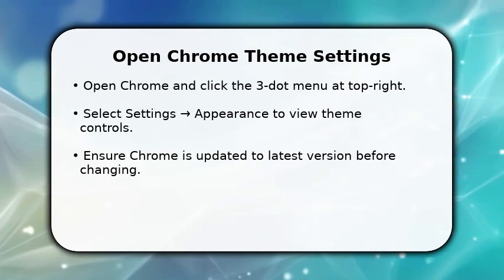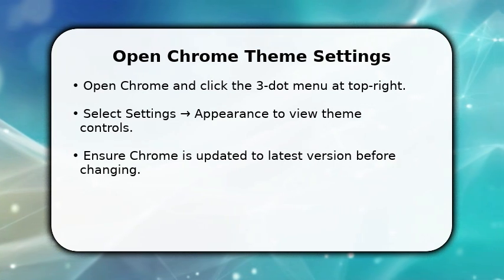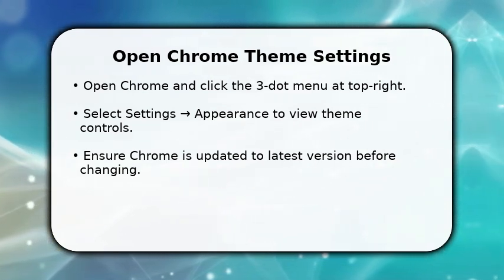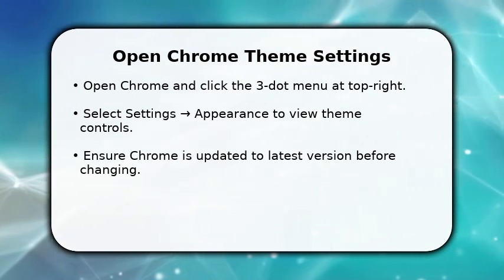Enjoy the video. You start inside Chrome. Click the three-dot menu at the top right and choose Settings. Once done, go straight to Appearance where Theme controls live. This is where Chrome applies light or dark modes and any installed theme extensions.